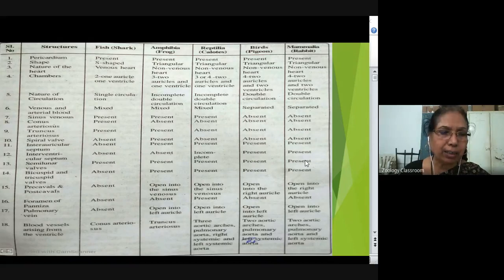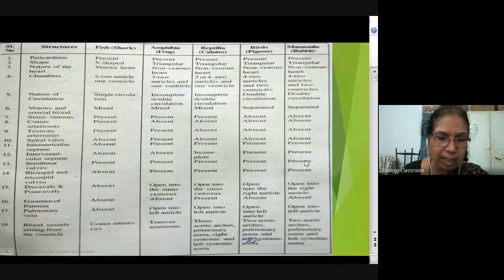In fishes, linear chambers: sinus venosus, auricle, ventricle, conus arteriosus. Only two chambers are true, auricle and ventricle. The other two chambers are accessory. Then in amphibia, two auricles, one ventricle. These are not demarcated externally. Sinus venosus and truncus arteriosus are also present in amphibia.